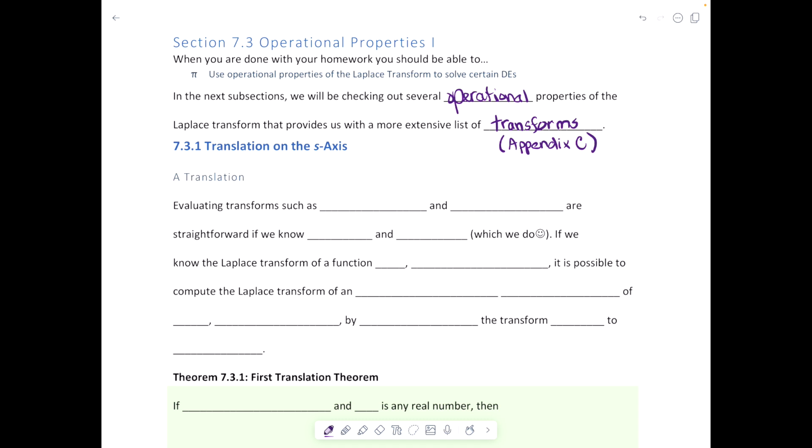7.3.1 is translation on the s-axis. Evaluating transforms such as the Laplace transform of e to the 5t times t cubed and the Laplace transform of e to the negative 2t times cosine 4t are straightforward if we know the Laplace transform for t cubed and the Laplace transform for cosine 4t, which we do from previous sections.